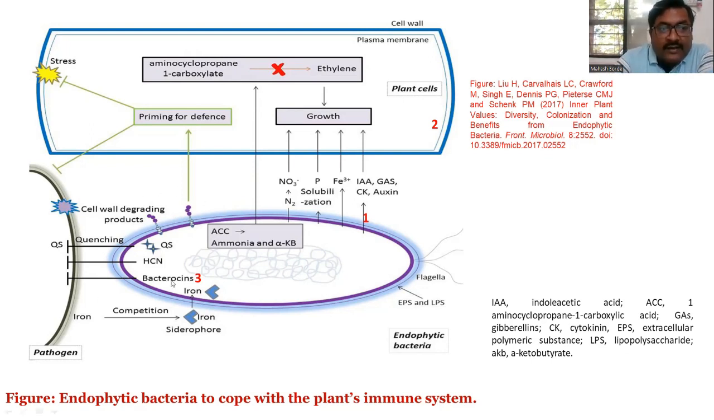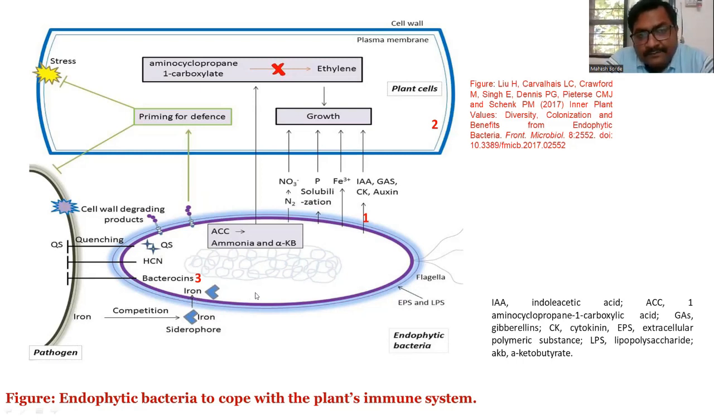Third thing is that the bacteria produce some cell wall degrading enzymes like chitinase and beta-1,3-glucanase, which break down the cell wall of the pathogen. Also, the bacteria produce compounds like hydrogen cyanide and bacteriocin. Bacteriocin is a proteinaceous or peptide toxin, mainly produced by bacteria, which is mostly toxic to the pathogenic cell. So the hydrogen cyanide and bacteriocin inhibit the growth of the pathogen.